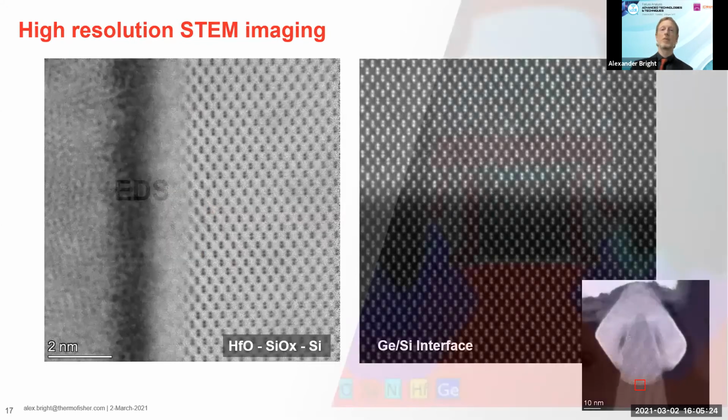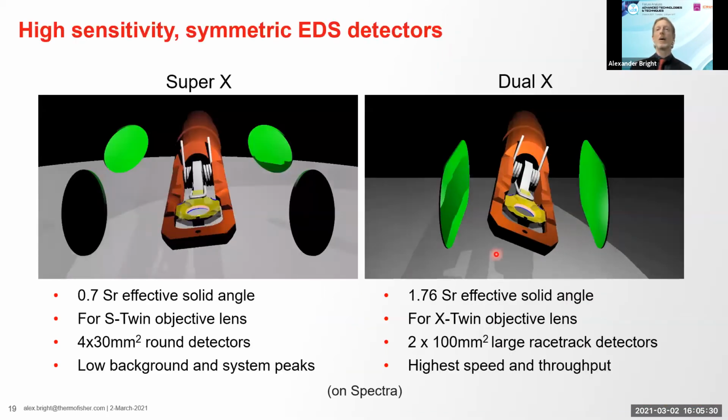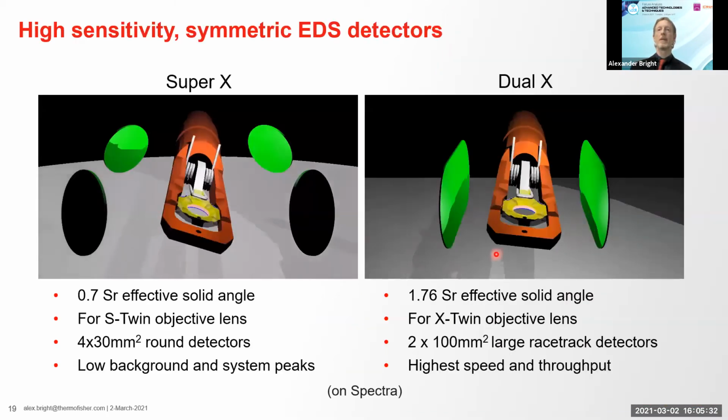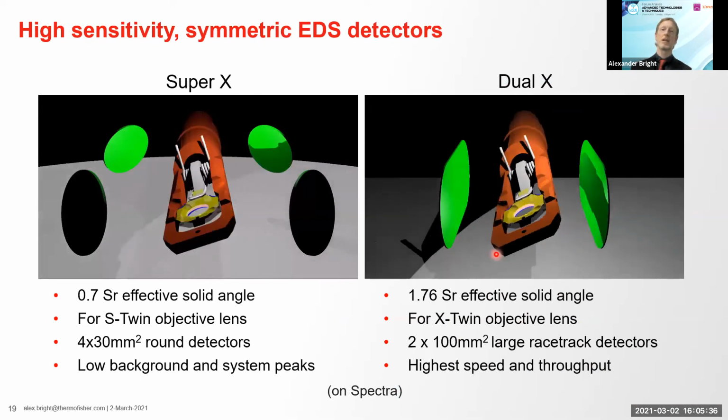So next I'll move on to talk about EDS, which is for chemical mapping. We have a variety of EDS detectors that are available. The main ones are the Super X and Dual X. The Super X detector consists of 4 round EDS detectors, and a particular strength of Super X is the very low background and system peaks. So it gives you very high spectrum quality.